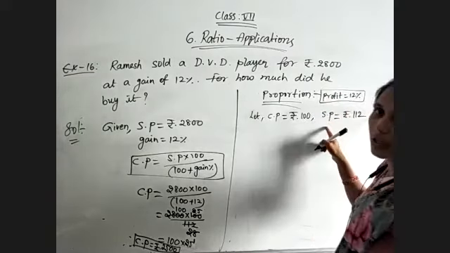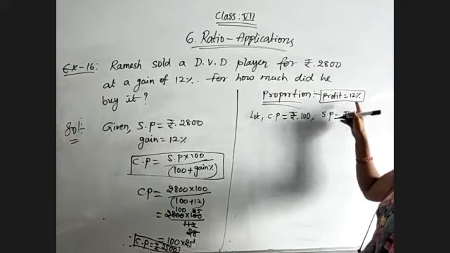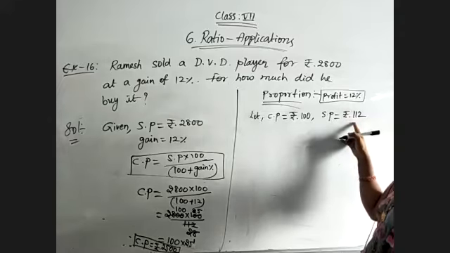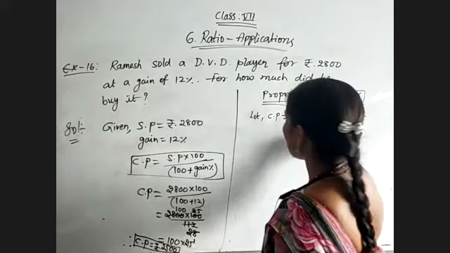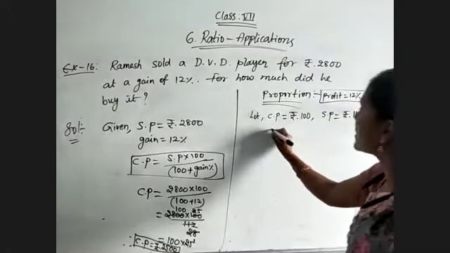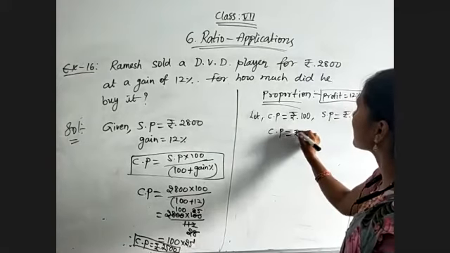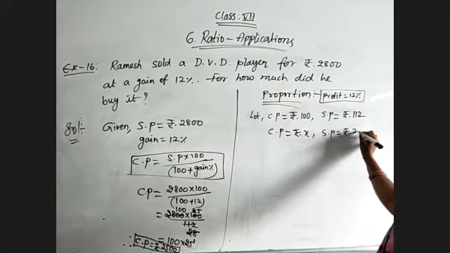SP will be equal to CP plus profit. When CP is 100, profit will become 12 rupees. So 100 plus 12 is equal to 112 rupees. And when SP is 2800, we don't know what CP is. So CP will be X rupees when SP is equal to 2800 rupees. That's all.